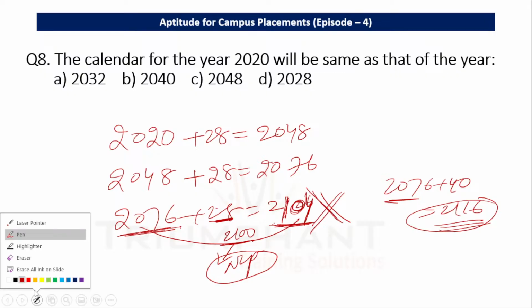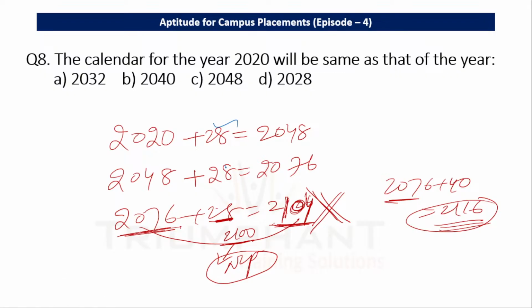In the above two cases, we are adding 28. But why are we not adding 28 here? Why are we adding 40 here? Because on adding 28 to 2076, I crossed a century, which is a non-leap year century. So whenever I cross a non-leap year century on adding 28, instead of 28, I should add 40.